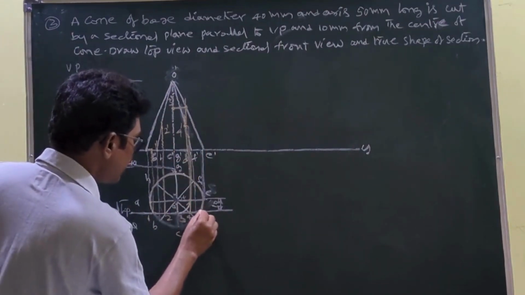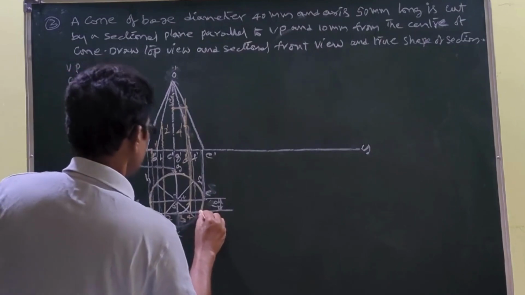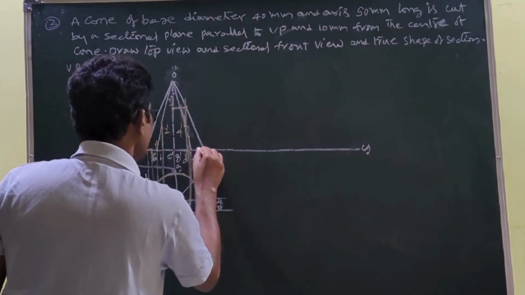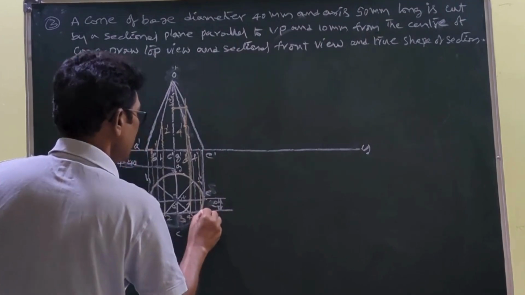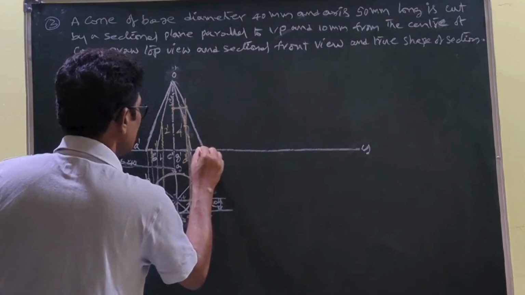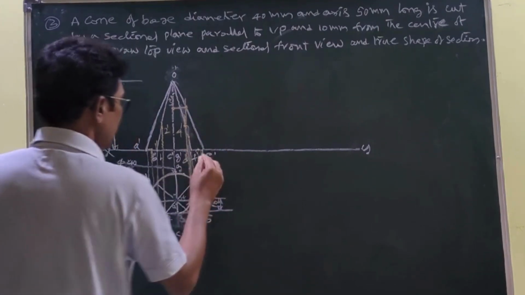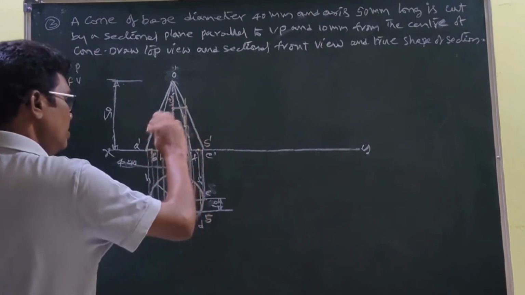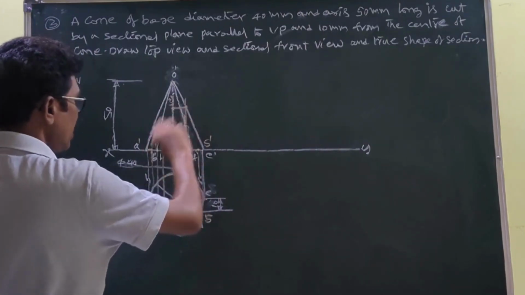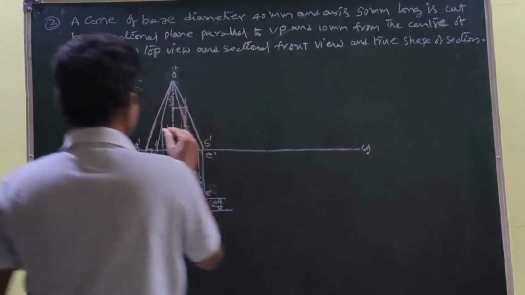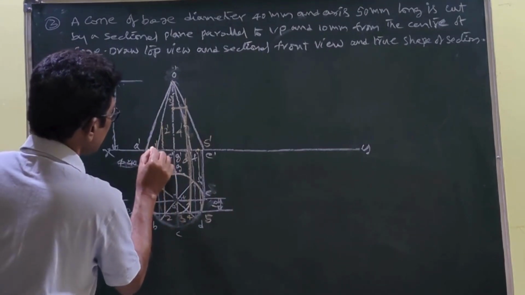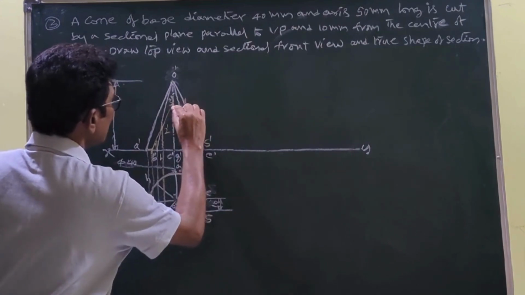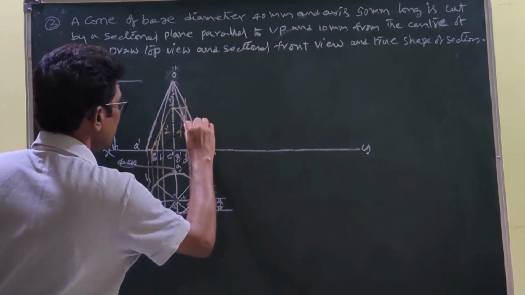Next one, this is intersecting here 5. So you draw a projector until it intersects the xy line, because it is on the boundary. This is 5 dash. Once you have located these points, you connect these points in a curve manner, not in a straight line. Please understand that. You join this one, you join this one, you join this one, you join this one.